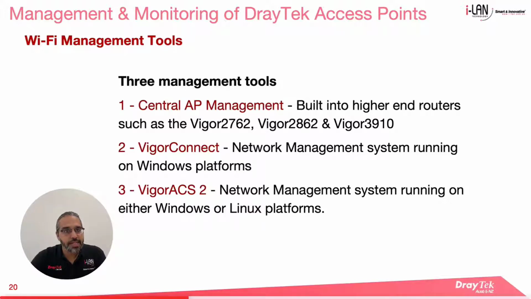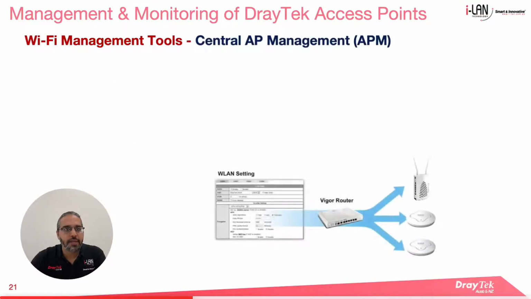The three DrayTek management tools that can be used to configure and monitor DrayTek access points are Central AP Management, Vigor Connect, and the Vigor ACS-2. The first one we look at is Central AP Management.